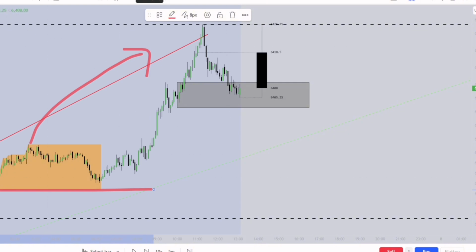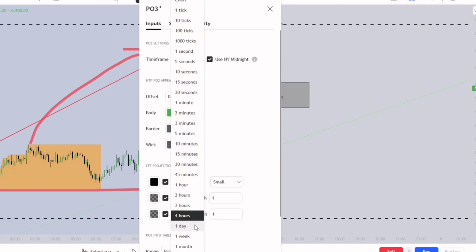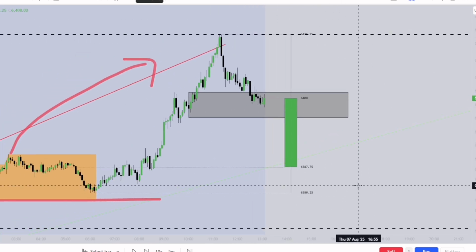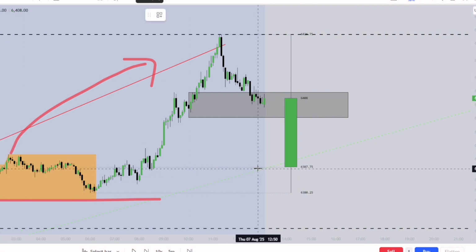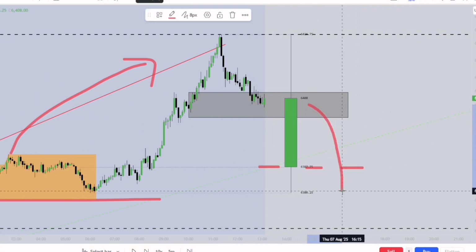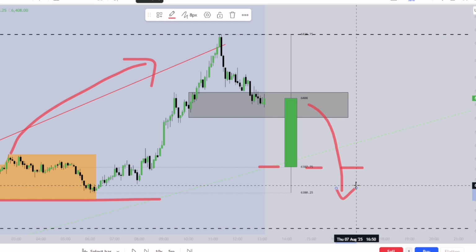The second reason is that if we look at the daily candle like this, this is the daily PO3 candle. I love to use this from ICT Concepts. We can see the daily opening price is actually all the way down here, so we're way above the daily opening price. We want to be essentially selling when we're above the daily opening price.